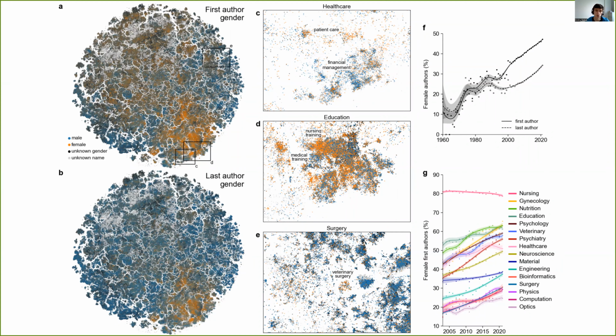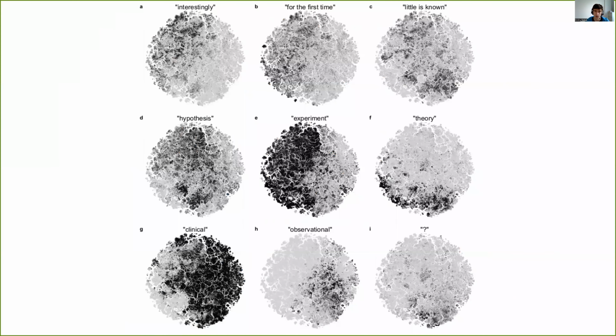Okay, and one can do really a lot of things, I think, in terms of exploring this embedding. So I don't know, also fun things like you could look at where people say little is known in the abstract or, interestingly, so on and so forth.